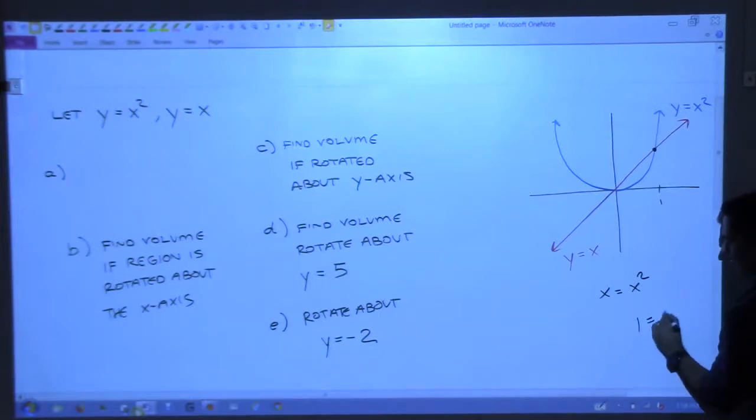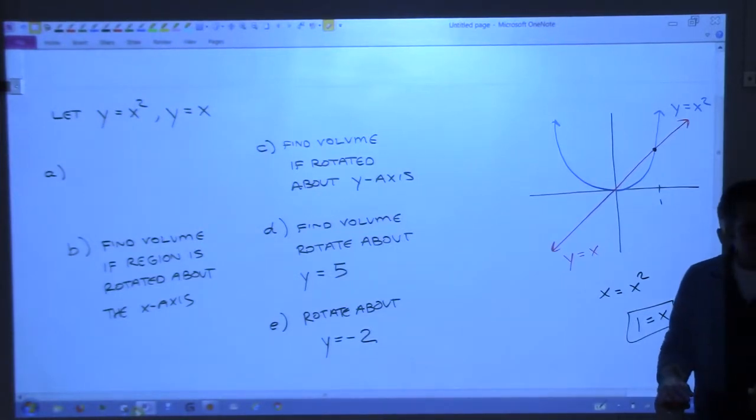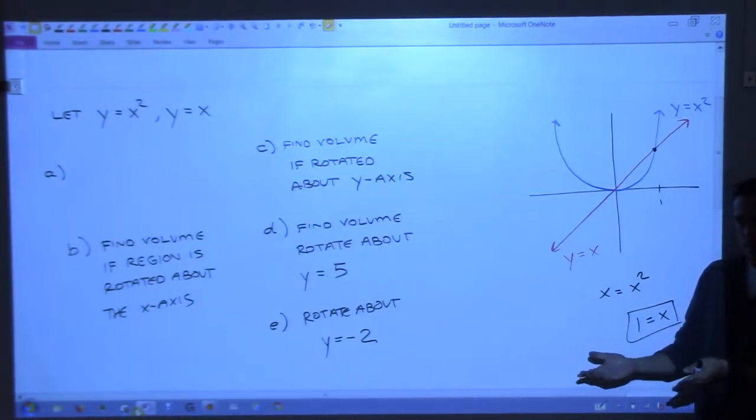I get 1 equals x, don't I? I agree. But what about 0? 0 works, right? You lost your solution. Why? Because you divided by x. And when you divide by a variable, you eliminate the possibility that that variable could be 0, right?